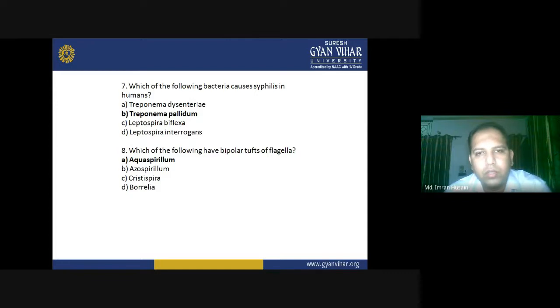Which of the following bacteria causes syphilis in humans? Treponema dentícola, Treponema pallidum, Leptospira biflexa, Leptospira interrogans. The correct answer is Treponema pallidum. Which of the following have bipolar tufts of flagella? Aquaspirillum, Azospirillum, Cristispira, Borrelia. The correct answer is Aquaspirillum.